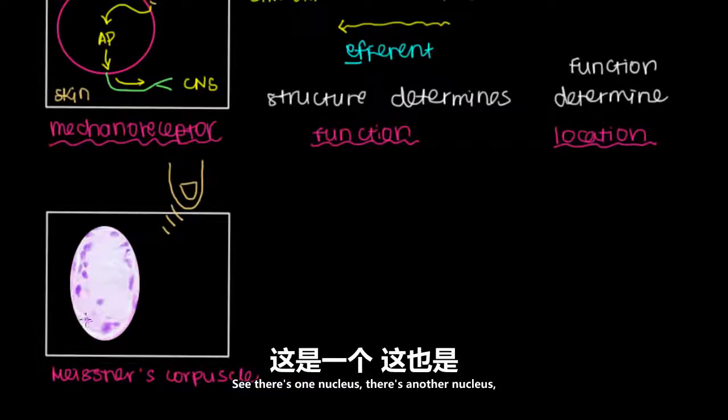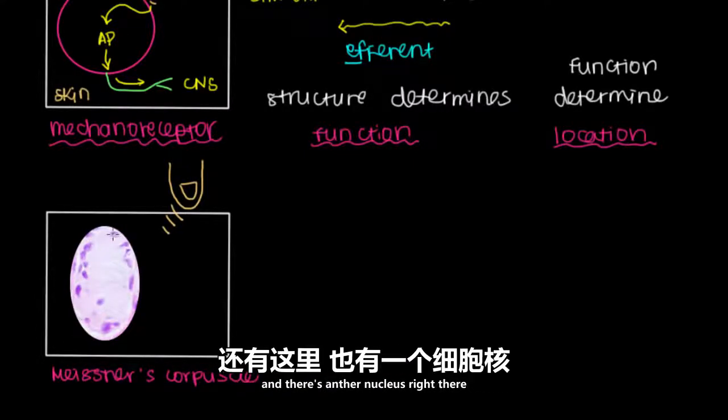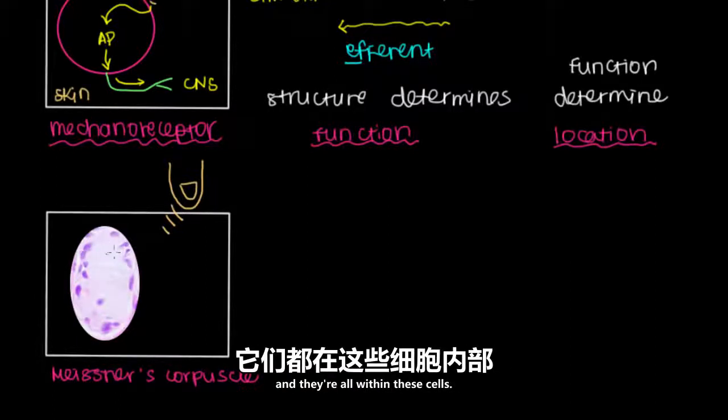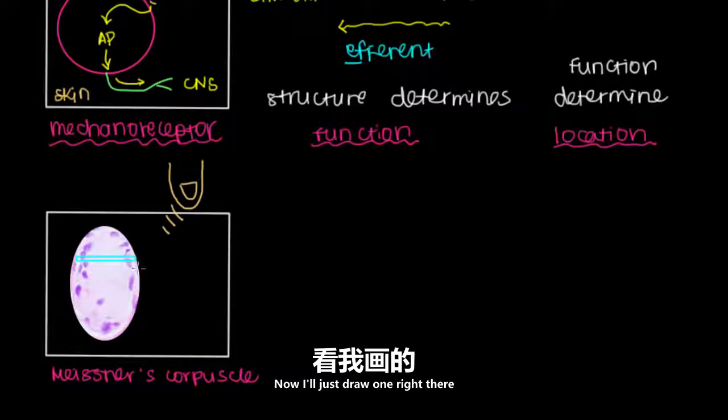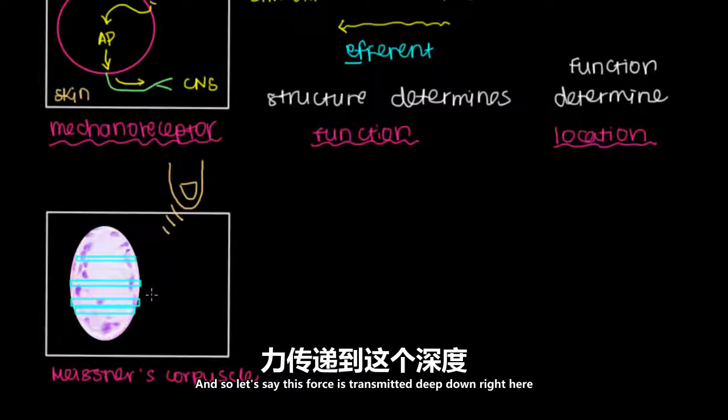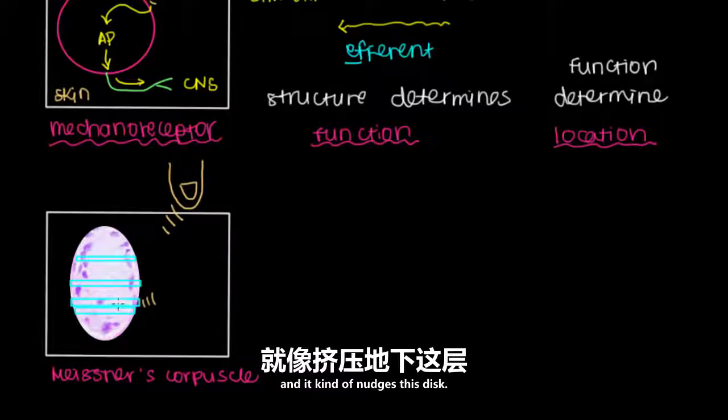See, there's one nucleus, there's another nucleus, and there's another nucleus right there. There's a whole bunch of nuclei, and they're all within these cells. And I'll just draw one right there, and let's say there's another disc right there, and even another right there, and I'll draw one right here, just kind of stacked right on top of this one right here. And so let's say this force is transmitted deep down right here, and it kind of nudges this disc.